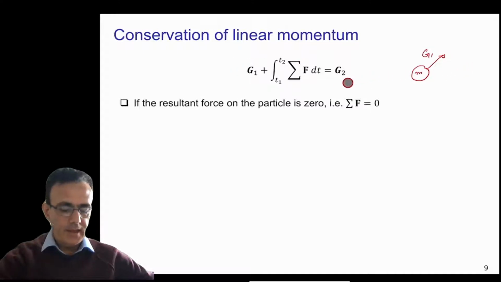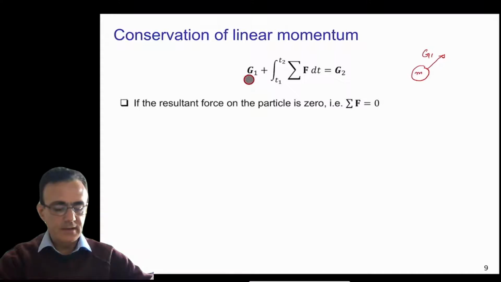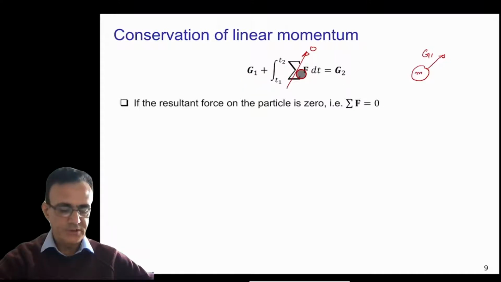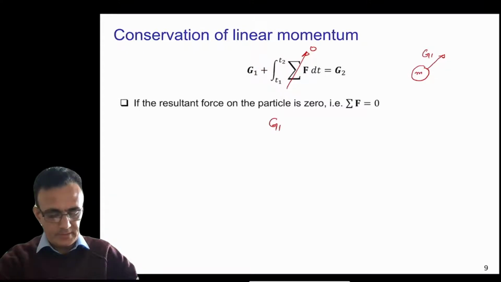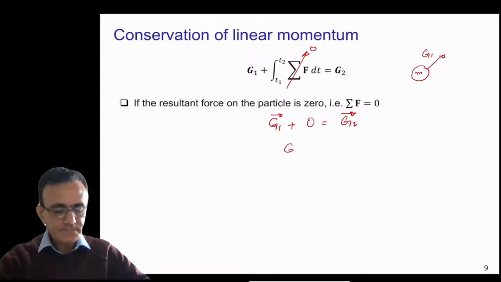and if the applied forces are zero, then the term in the bracket, the impulse, will be zero because force is zero. So if you integrate zero with respect to time, it will give you zero. So this means that this will become G1 plus 0 equals G2, it will become G1 equals G2.